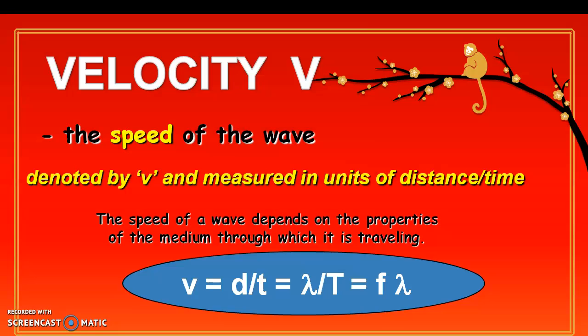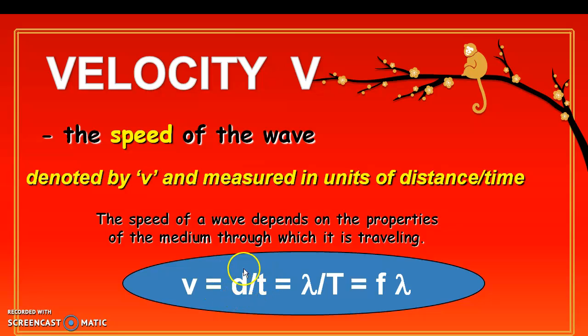Velocity. Velocity of the wave, v, or the speed of the wave, represents the speed of the wave. The velocity is the distance covered by this wave per unit time. That is the velocity of the wave. And the speed of the wave depends on the property of the medium through which it is traveling. The density of this medium, how thick the medium is, the property of the medium affects the speed of the wave. So the speed, as we know, is equal to distance over time.